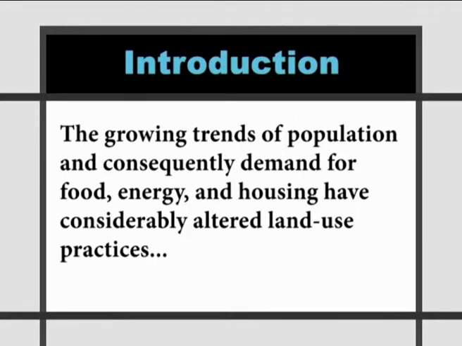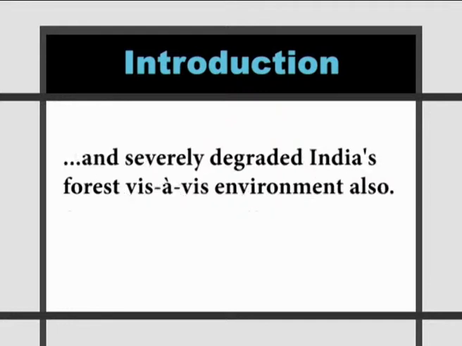The growing trends of population and consequently the demand for food, energy and housing have considerably altered land use practices and severely degraded India's forests and environment also. The growing population puts immense pressure on land extensification at the cost of forests and grazing lands because the demand for food could not increase substantially with population. Thus, horizontal extension of land has fewer scopes and relies mostly on vertical improvement that is supported by technical development in the field of agriculture, for example, high-yielding variety seeds, fertilizers, pesticides, herbicides, and agricultural implements. All these practices are causing degradation and depletion of the environment at a multiplying ratio.